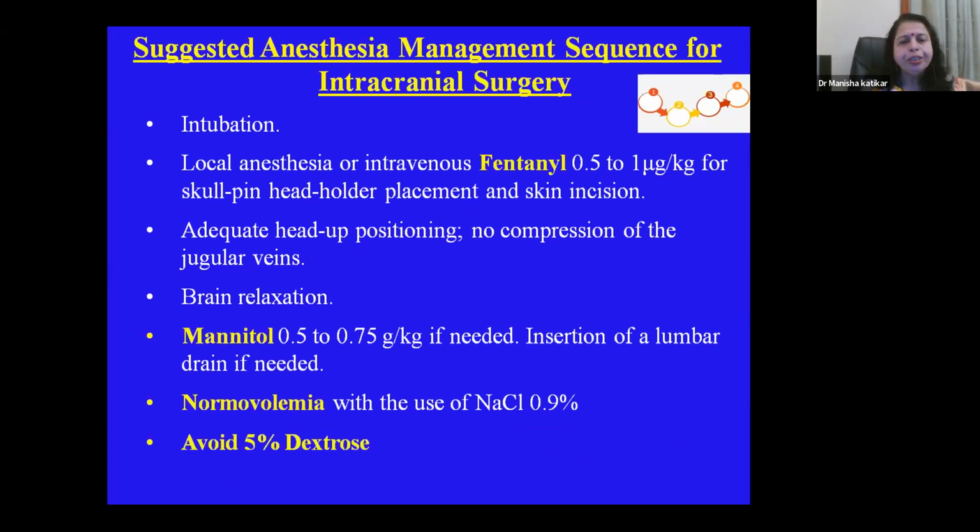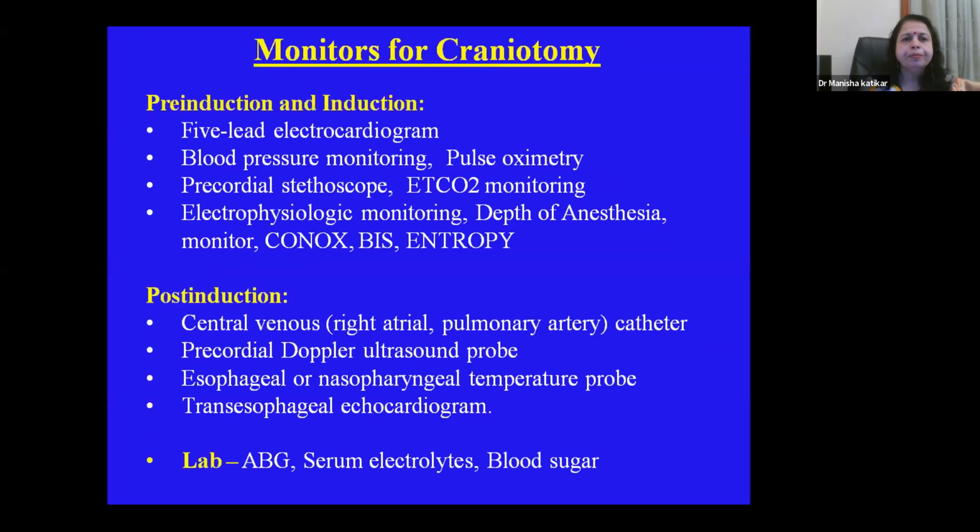As soon as you induce the patient, you should start mannitol very slowly, and if the surgeon wishes to have a lumbar drain, that can also be inserted. Start mannitol in a dose of 0.5 to 0.75 gram per kg, so that by the end of the dura opening, the first dose of mannitol is totally given. Give it very slowly. No need to give it very fast. Maintain normovolemia. Use isotonic saline, and you all know that you need to avoid 5% dextrose. It increases the free water in the brain and can cause edema.